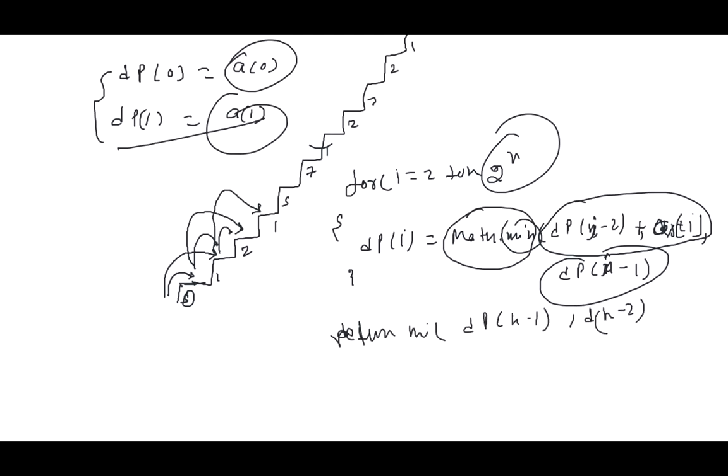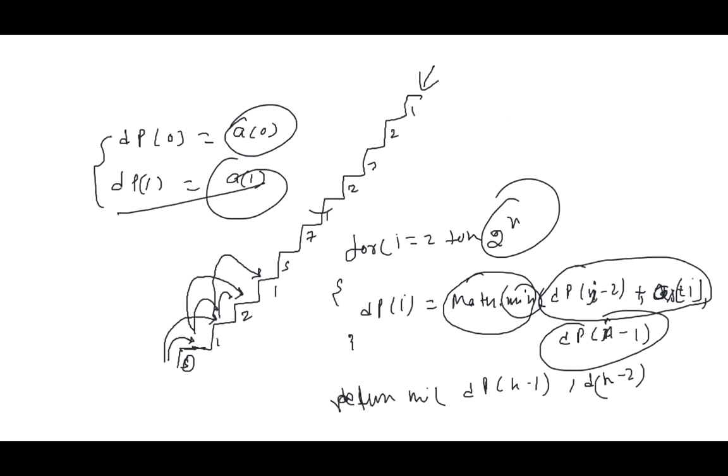If you are here, then you can jump to the top, or if you are here, then also you can jump to the top, because you can take 2 steps at once. So if you are here and this is the minimum value, then you should pick this one. If you are here and this is the minimum, you have to pick the minimum from these two. That's why we are returning the minimum of these two.